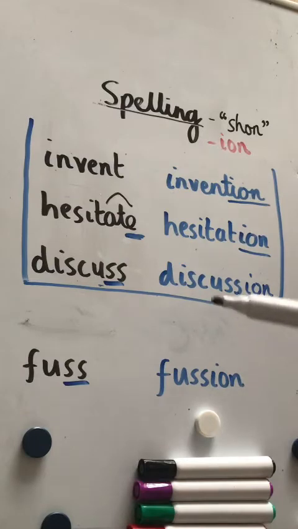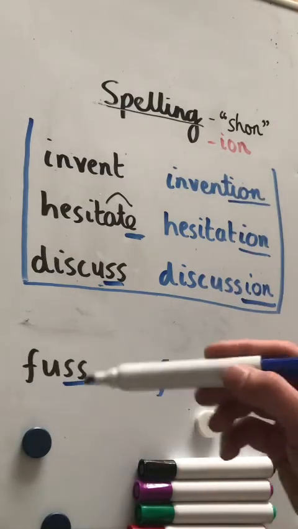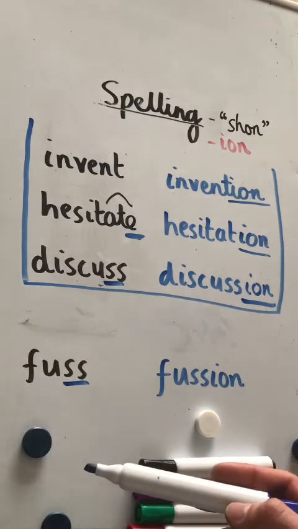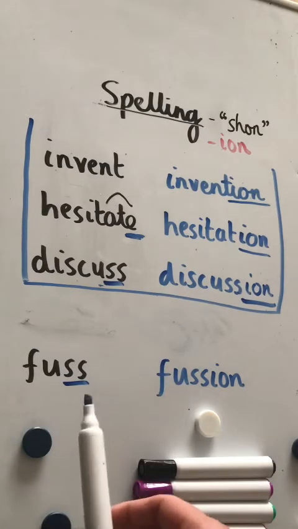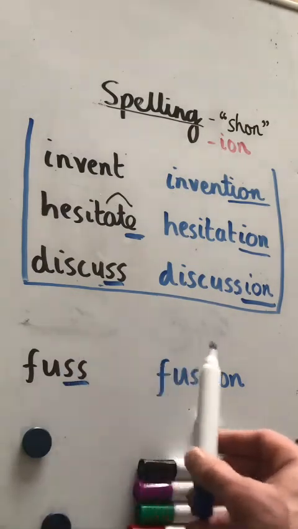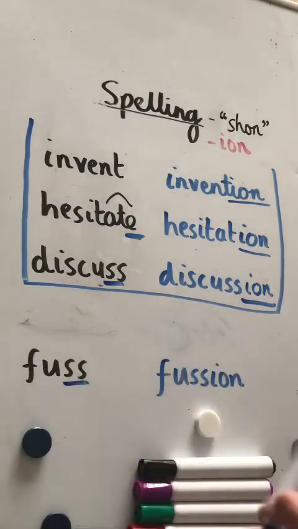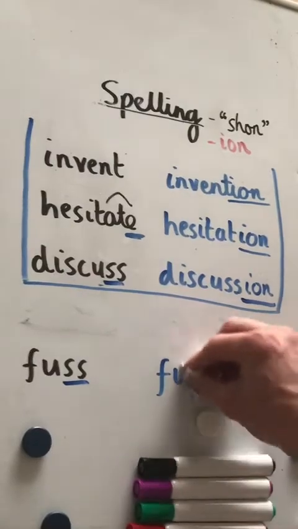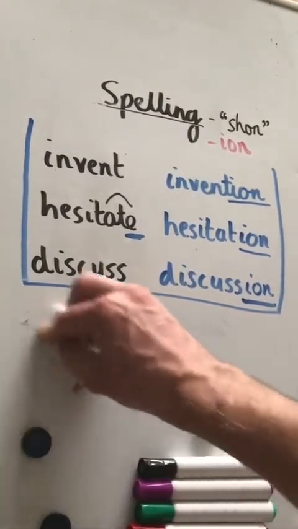Okay, so for some words, this rule applies. For some, it doesn't. Because what you would say, if you see some people having a fuss, or you are fussing with somebody, to fuss with people, you would say that they are having a disagreement or an argument. You wouldn't say fushing. So I just put that in there for evidence that for some words, it doesn't actually work.